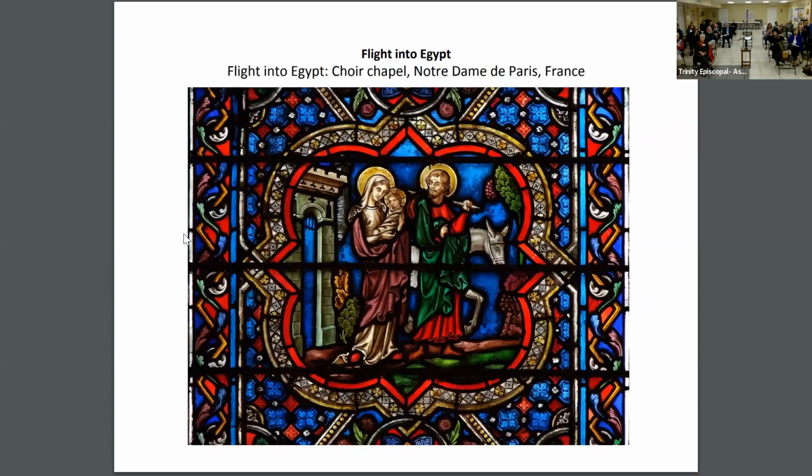And this is one of the early stained glass windows. This is from Notre Dame, Paris. We haven't looked at stained glass yet, but you can see the donkey and their sort of movement. Just beautiful. All of these Gothic windows that were so blue.